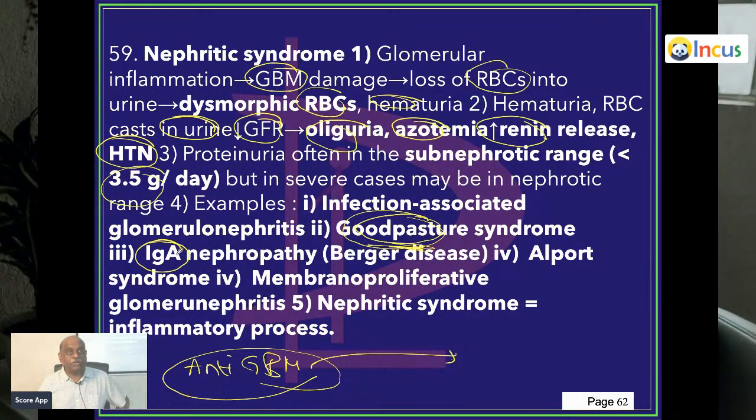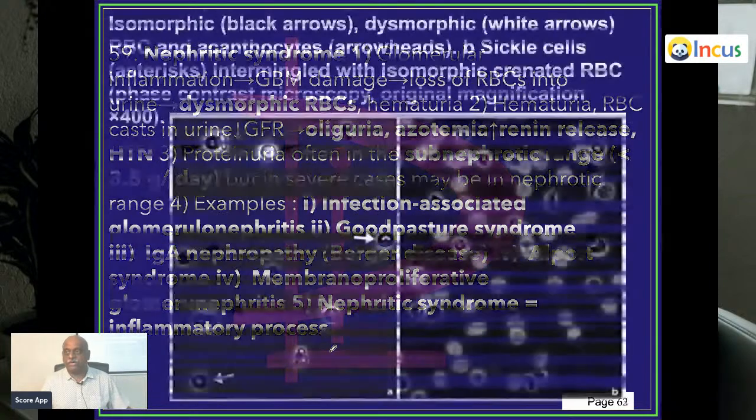IgA nephropathy, which is also called Henoch-Schonlein purpura at one end of the spectrum, the other is called IgA nephropathy, also called Berger's disease. Then Alport syndrome is a problem with the collagen. Type 4 collagen is there in the floor. Type 4 is in the floor, which is there in the basement membrane, GBM. So Alport syndrome. Then membranoproliferative glomerulonephritis. These are the things that lead to nephritic presentation. So nephritis means, think of inflammation is what you need to understand.